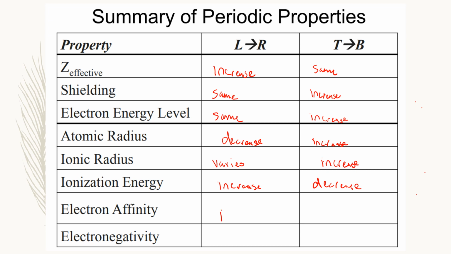Electron affinity, you are going to have an increase in the electron affinity going from left to right. Again, the ability to attract the electrons increases with the number of protons, and then going from top to bottom, it is going to decrease as well. So you would have a larger distance between the nucleus and the electron that's being acquired.